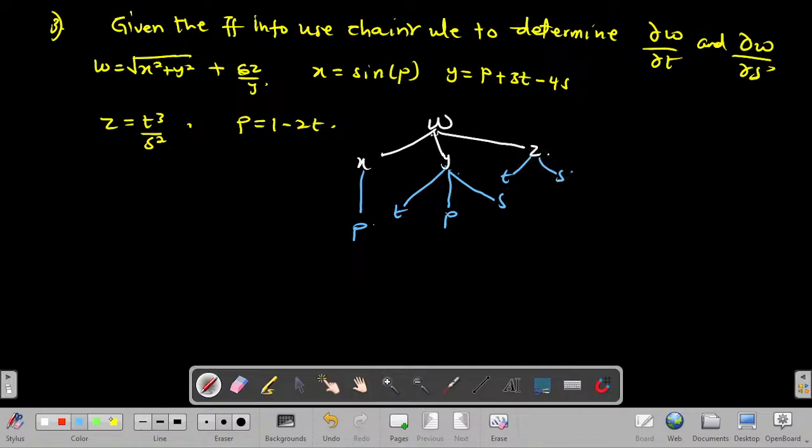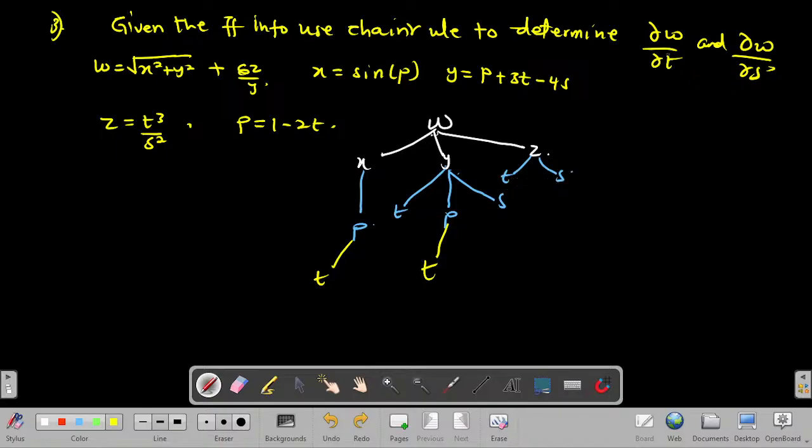Then let's go to the third branch. Now p. P contains t. This t here, it's done. We don't have t containing anything. This p also contains what? T, right? Then s. What does s contain? S doesn't contain anything. So that one too. Then when we come here, t and s, we are done.